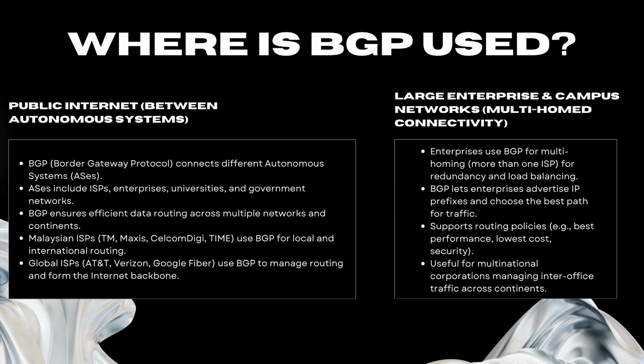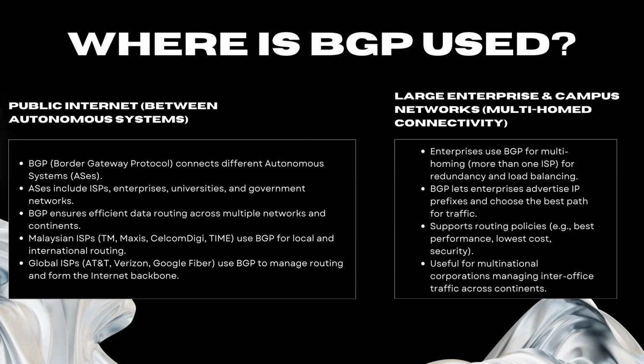BGP is responsible for ensuring that data can be routed efficiently across the system, even when it spans countries and continents. It finds the best path for data to travel across the internet. For example, in Malaysia, ISPs like TM, Maxis, Celcom Digi, and Time rely on BGP to handle both local and international routing. Globally, major ISPs such as AT&T, Verizon, and Google Fiber use BGP to manage routing and form the backbone of the internet itself.